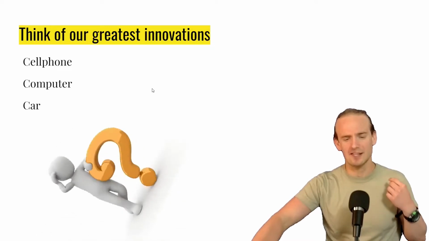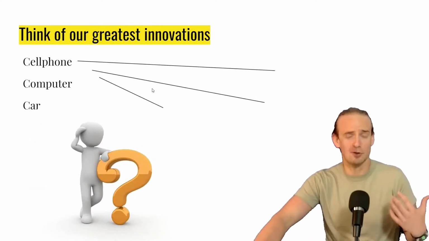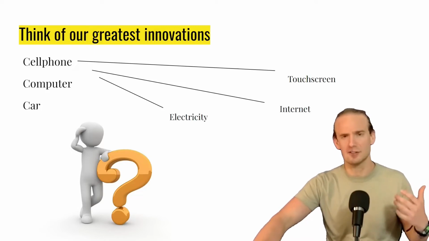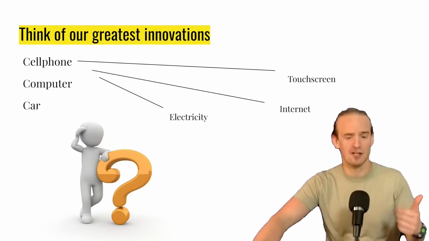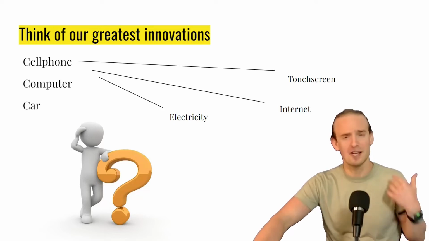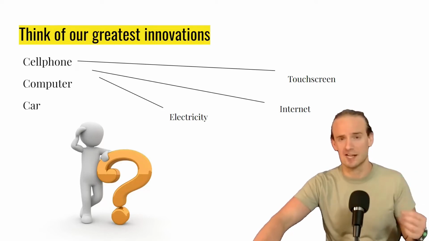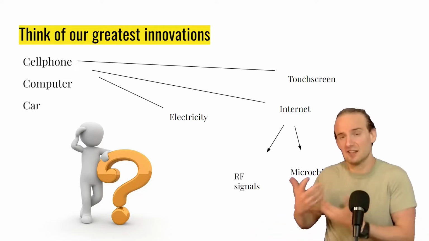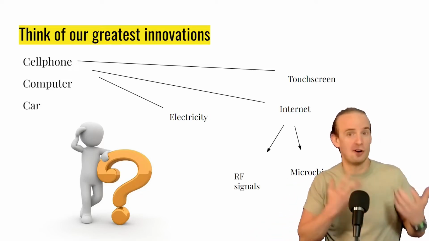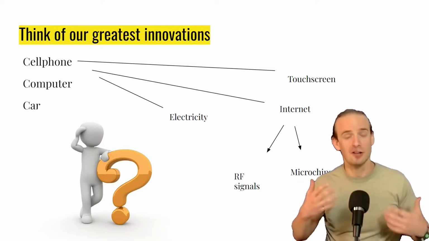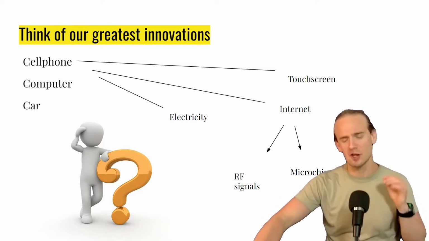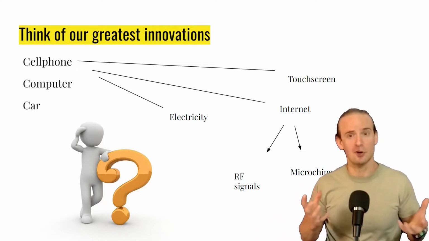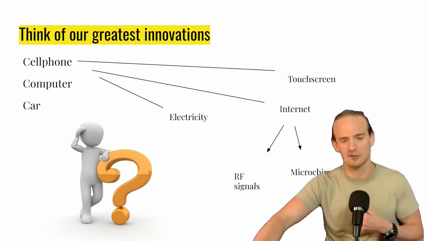But in reality, each of these innovations is built off previous innovations. Your cell phone wouldn't function in the way that it does without the internet, or obviously electricity, or even without the touch screen technology. And we could break it down even further by saying that the internet itself wouldn't function without RF signals and microchips to process those signals. So the point here is that all of these innovations that we have are really built on previous innovations.